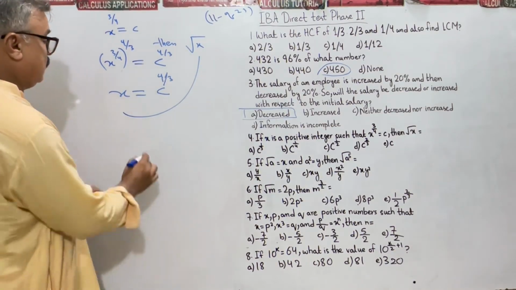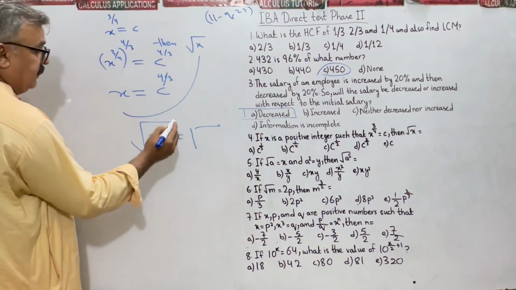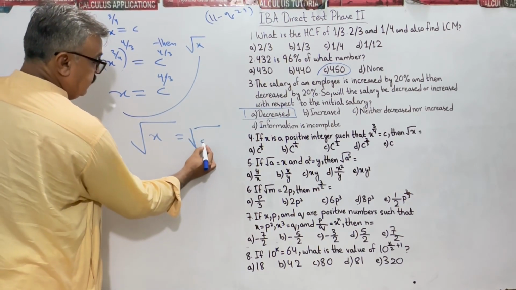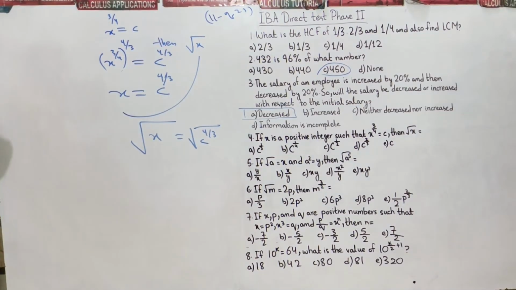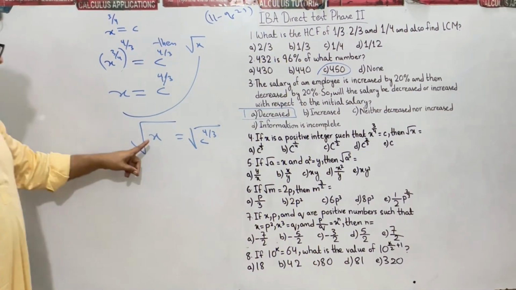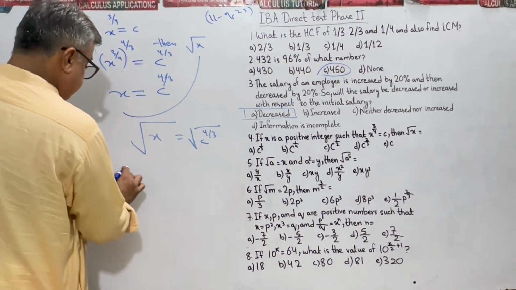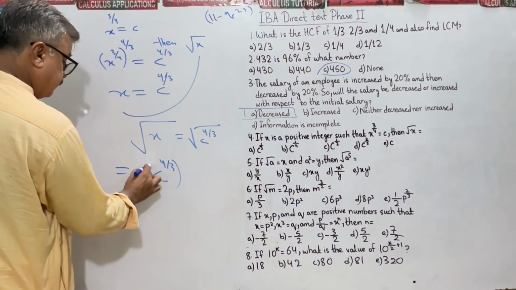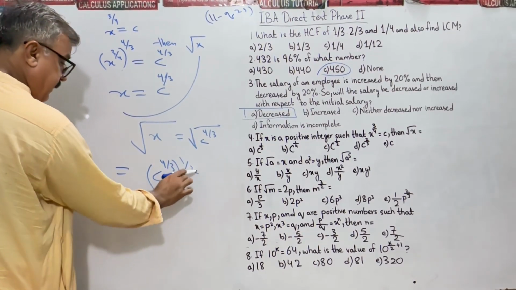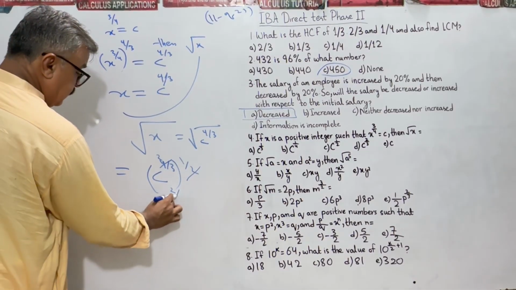Now we are interested in root x, and x is equal to c raised to 4 over 3. The value of x is c raised to 4 over 3. Square root means 1 over 2, so just apply that. C raised to 4 over 3, overall raised to 1 over 2. Applying the table of 2: 1 times 2 is 2, 2 times 4 is... I have c raised to 2 over 3.